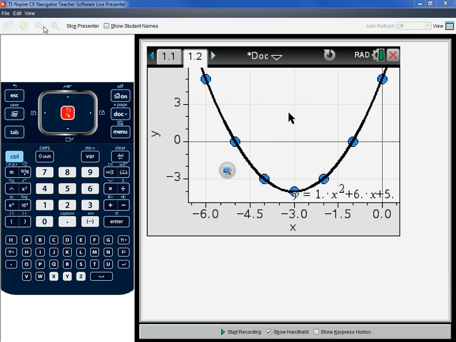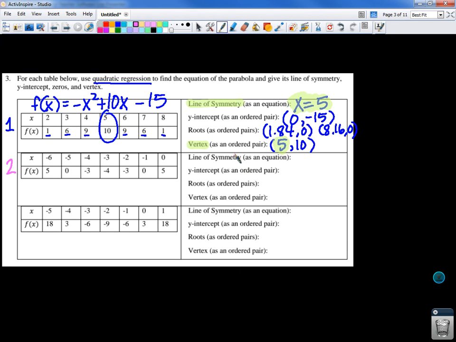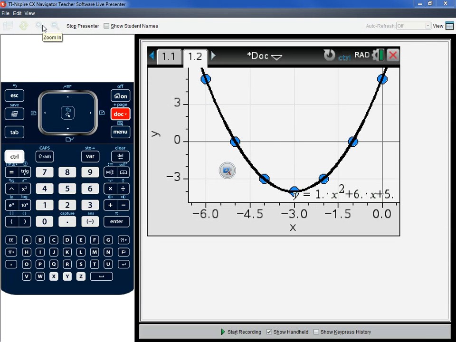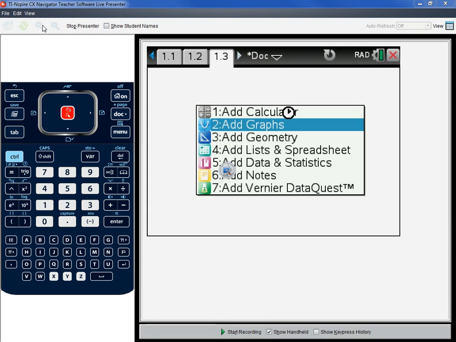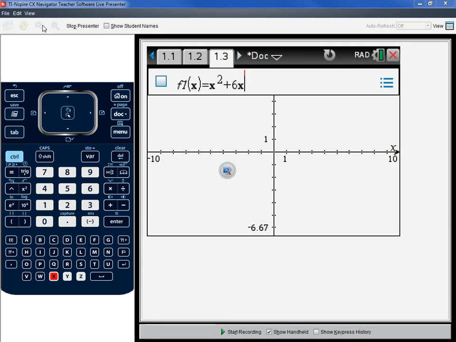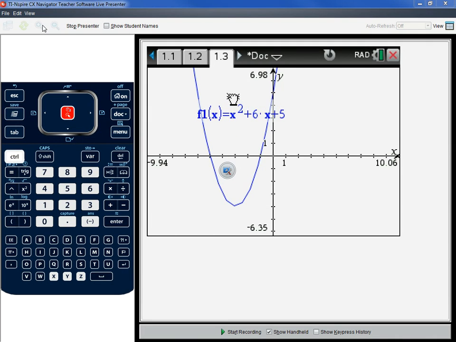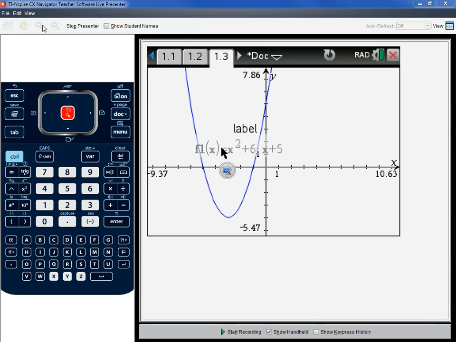So I have f of x equals 1 times x squared plus 6 times x plus 5. So I'm going to add a new page for a graph and have x squared plus 6x plus 5. And I can see all of the key attributes here, so I don't really need to do a whole lot of rearranging, but I will anyway.